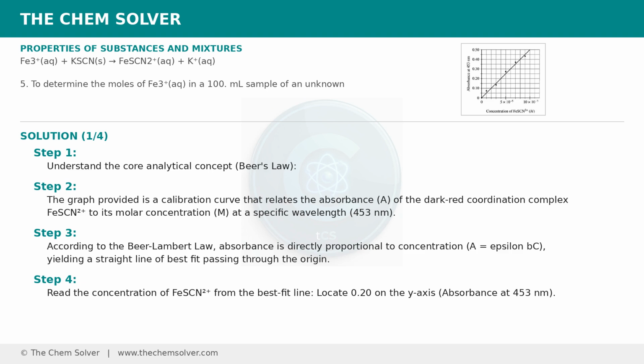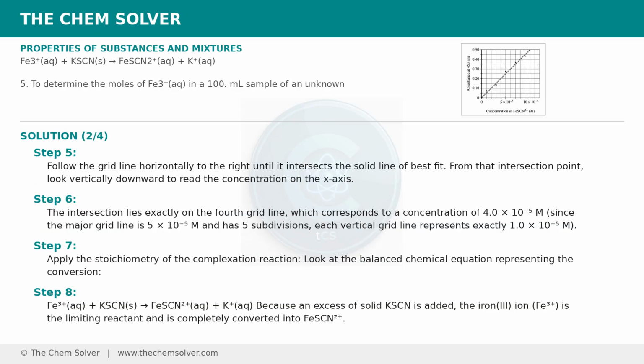Read the concentration of FeSCN2+ from the best fit line. Locate 0.20 on the y-axis, absorbance at 453 nanometers. Follow the grid line horizontally to the right until it intersects the solid line of best fit. From that intersection point, look vertically downward to read the concentration on the x-axis.